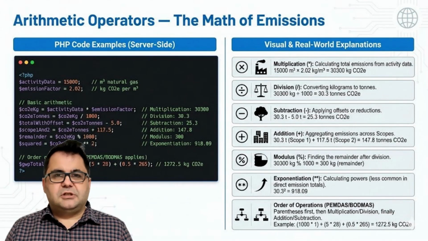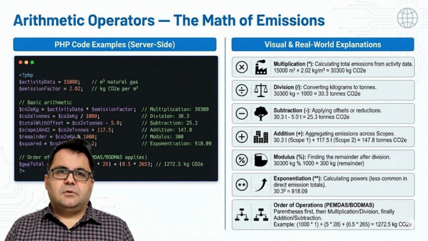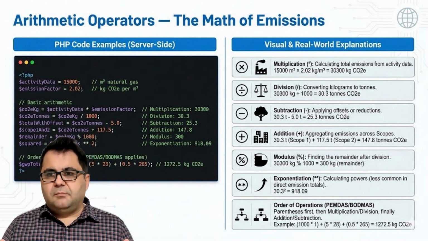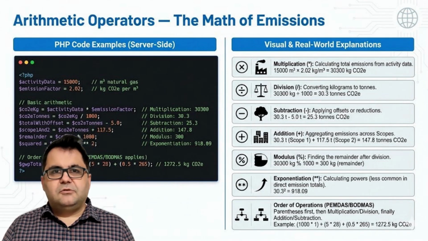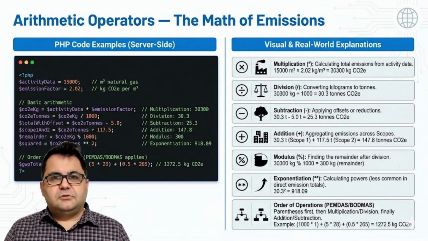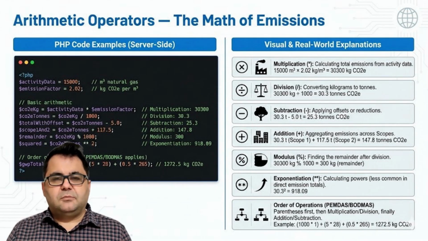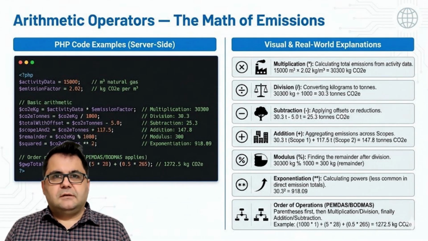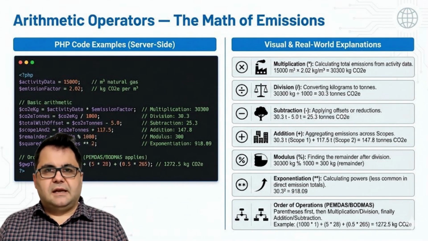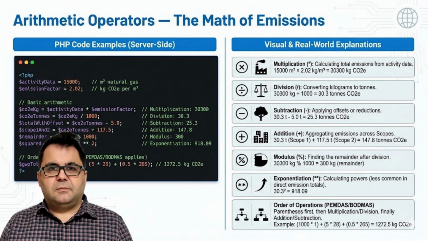PHP supports all the standard arithmetic operators. For our GHG platform, multiplication and division are the most important. Multiplication for calculating emissions from activity data, and division for converting between units like kilograms to tons. The modulus operator gives the remainder after division, useful for things like determining which quarter a month falls in. Exponentiation uses the double star operator.